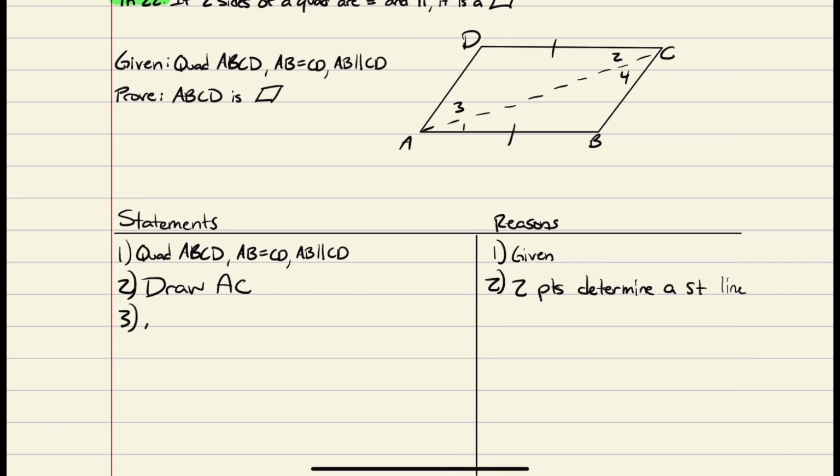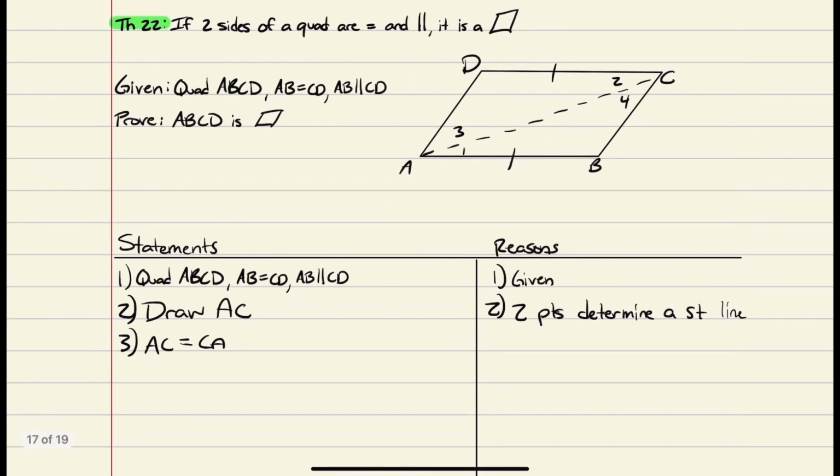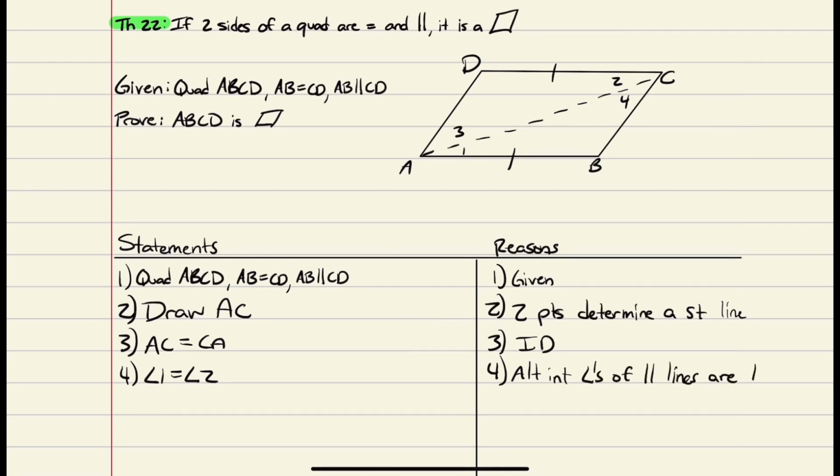Number 3. We've said this many times already. I hope we're starting to see there's a pattern in a lot of these theorems here. AC equals CA. ID. Number 4. We can say that angle 1 equals angle 2. We've stated that these lines are parallel. Alternate interior angles of parallel lines are equal.